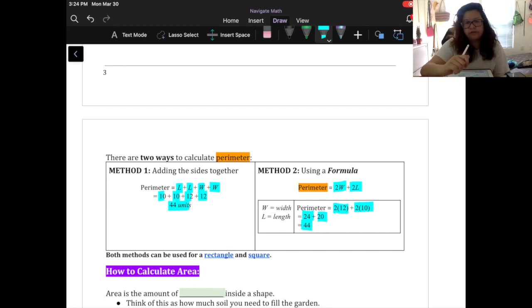So that's how you can check if your answer is correct. You can use method 1 or method 2. Both will give you the correct answer.